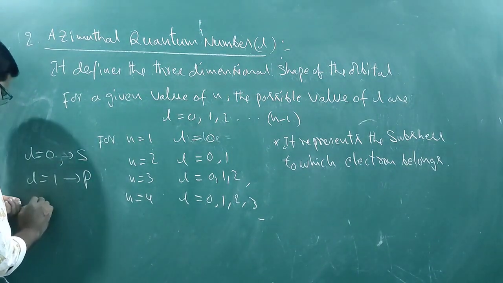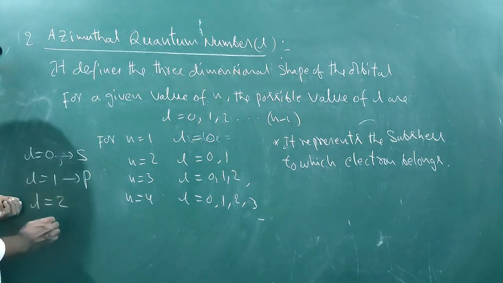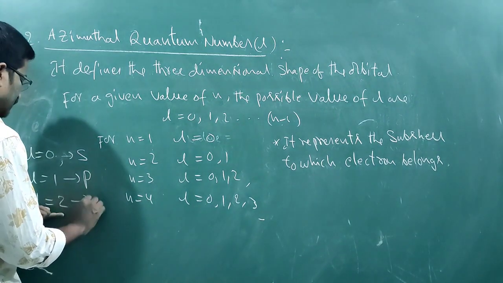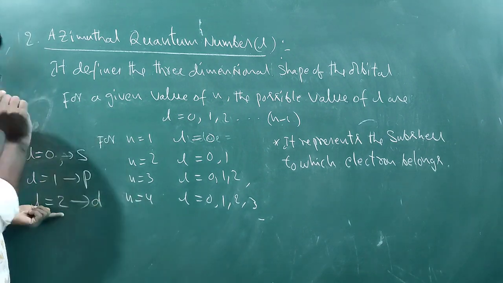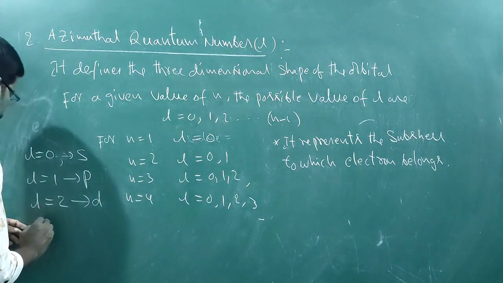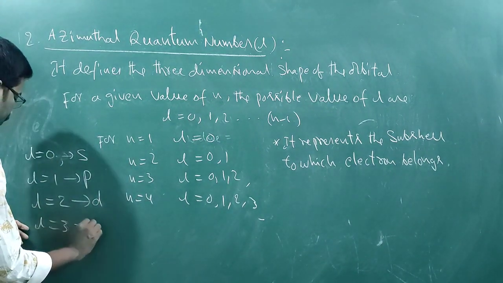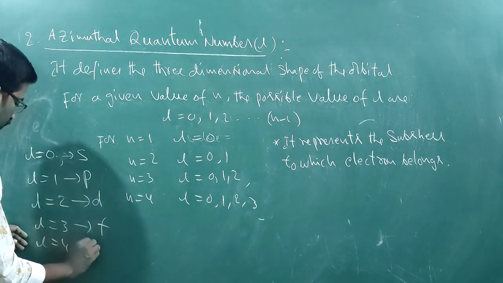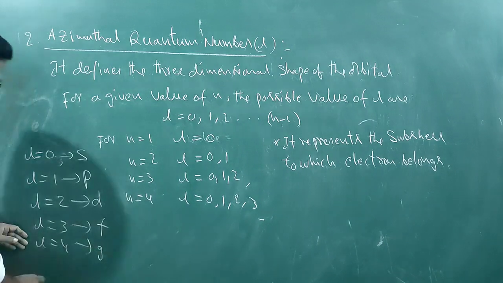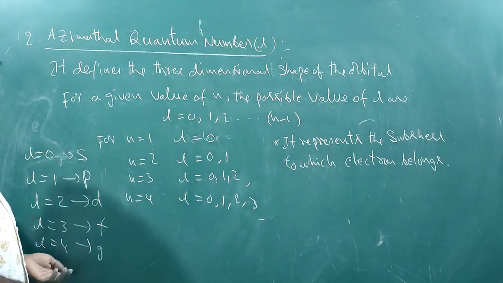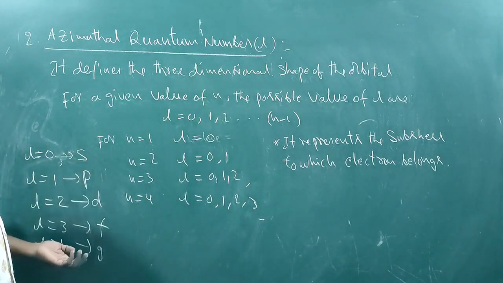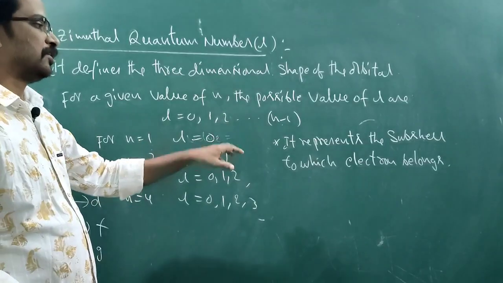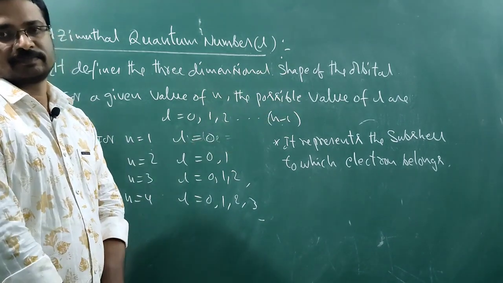If L is equal to 2, the electron is present in the d subshell. Next, L is equal to 3, the electron is present in the f subshell. L is equal to 4, the electron is present in the g subshell. So like this you can understand subshells. It represents the subshell to which the electron belongs.